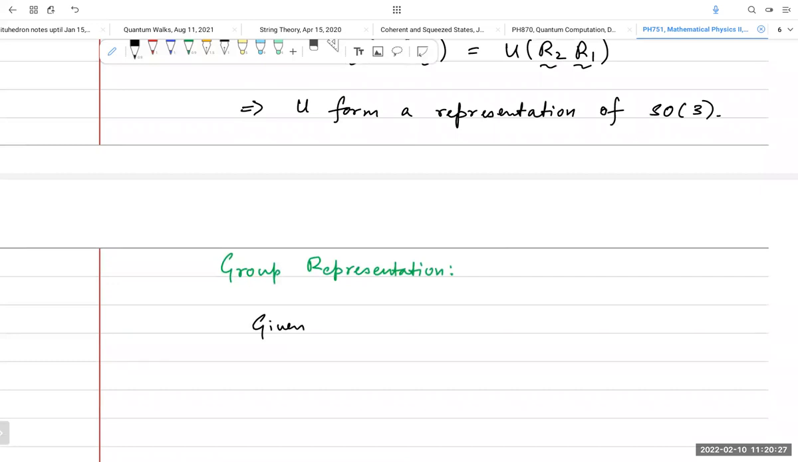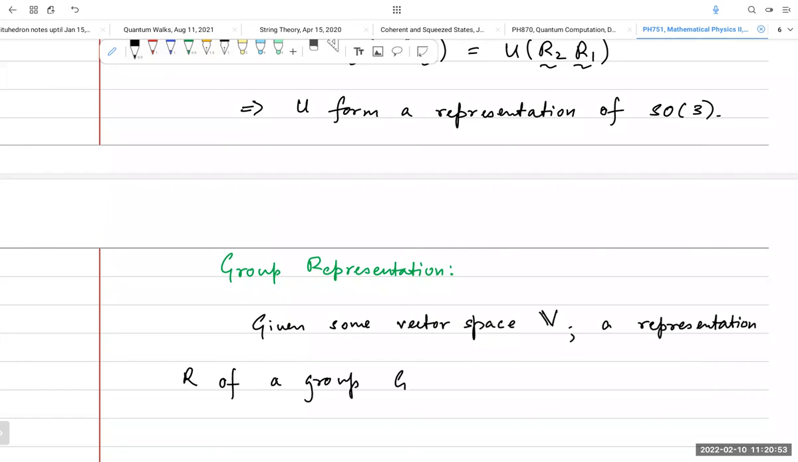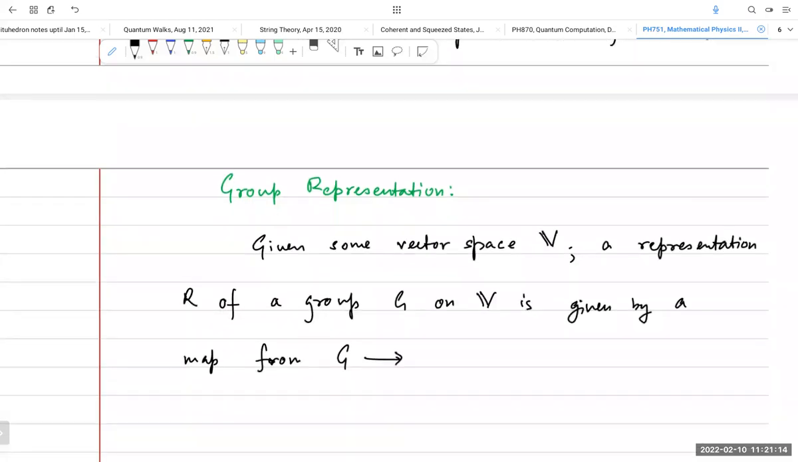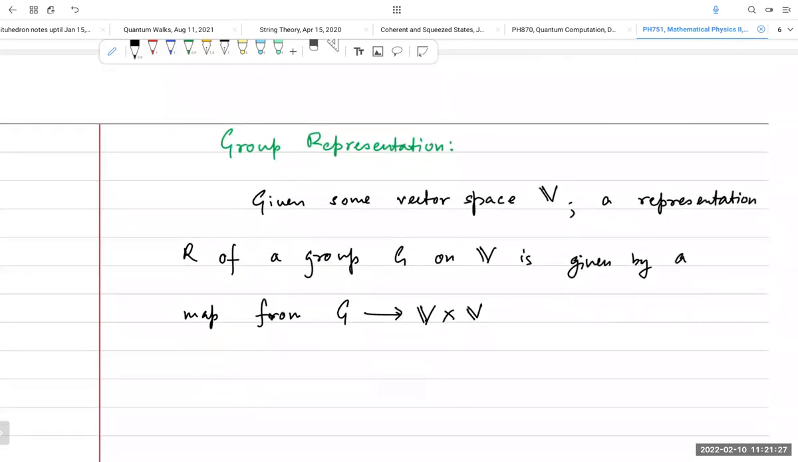Given some vector space V, a representation, we'll say R, of a group G on V is given by a map from G to the set of operators which act on the vector space. That set of operators can be represented in this way, V cross V.